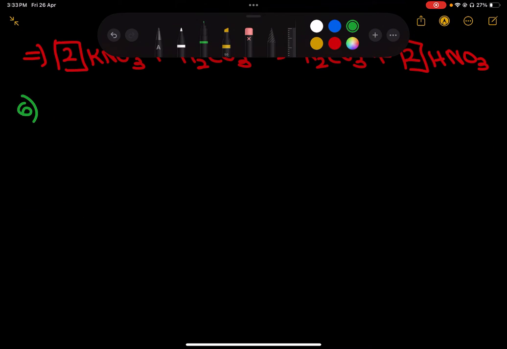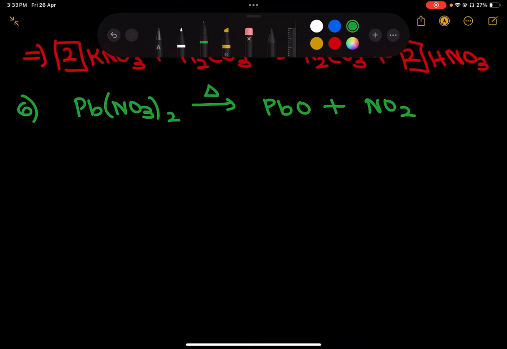we have, this is also very important. So we have Pb(NO3) whole bracket twice, thermally decomposes to give us PbO plus NO2 plus O2. Okay, so this is also a very, very important reaction for your type of reaction. Okay, so this is lead nitrate, thermally decomposes to give lead oxide plus nitrogen dioxide and oxygen gas.